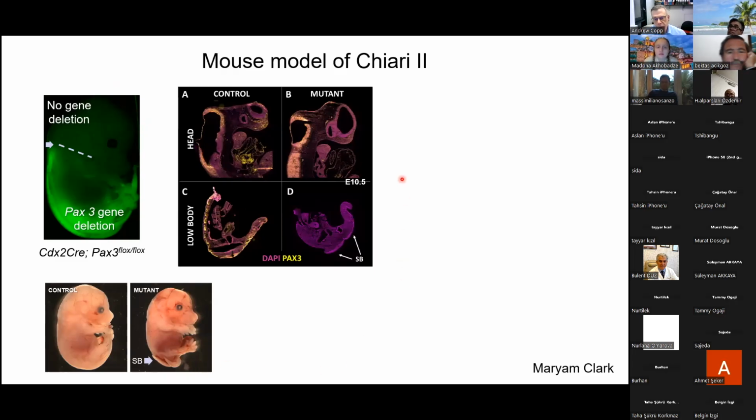So we checked that this system was working by staining for PAX3 in yellow, and you can see PAX3 is present. DAPI is the nuclear stain. So the yellow stain is present in the head of the mutant and the control, and is present in the low spine of the control, but completely gone from the mutant. So we have indeed knocked out the gene just in the lower part of the body.